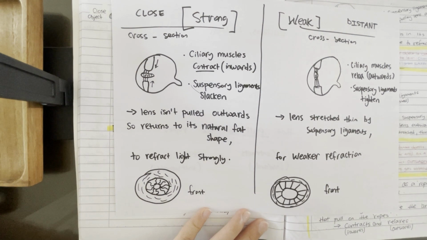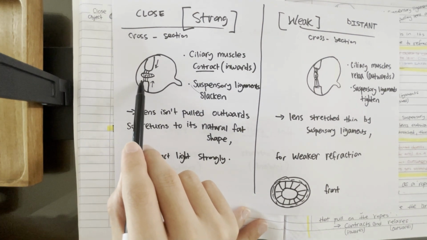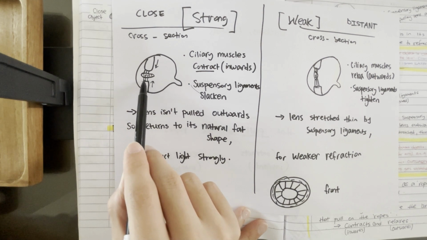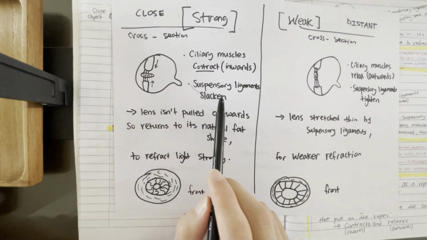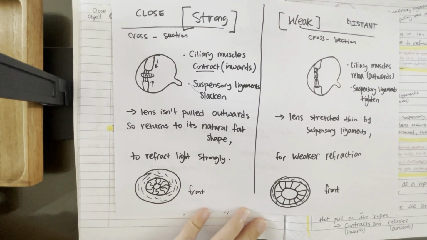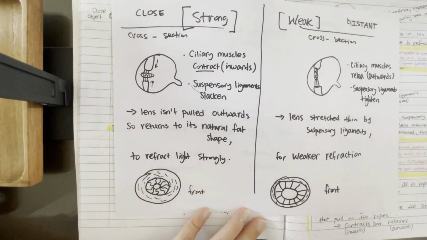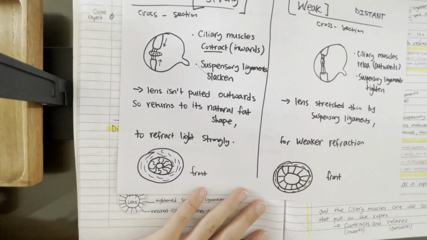Everything moves inwards. So if these ligaments are slackened, remember these aren't muscles, so you can't say suspensory ligaments relax. You can't say they relax, they have to tighten or slacken. And in the same way, ciliary muscles are muscles, so they contract and relax. Don't get these terms mixed up. This is one of the things that you need to know.